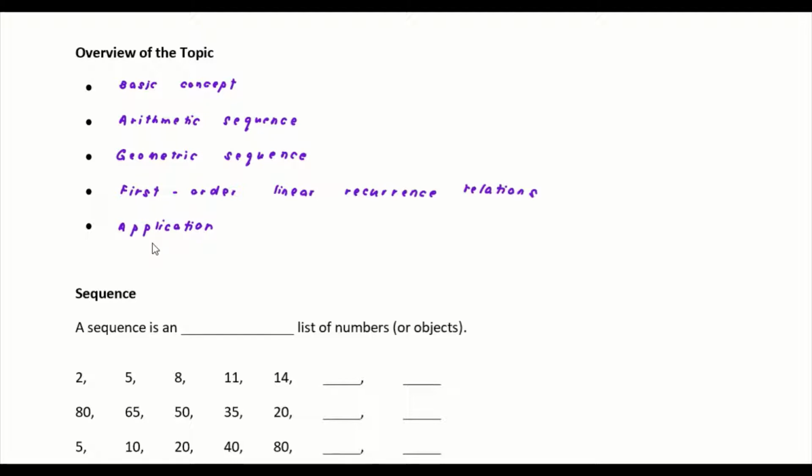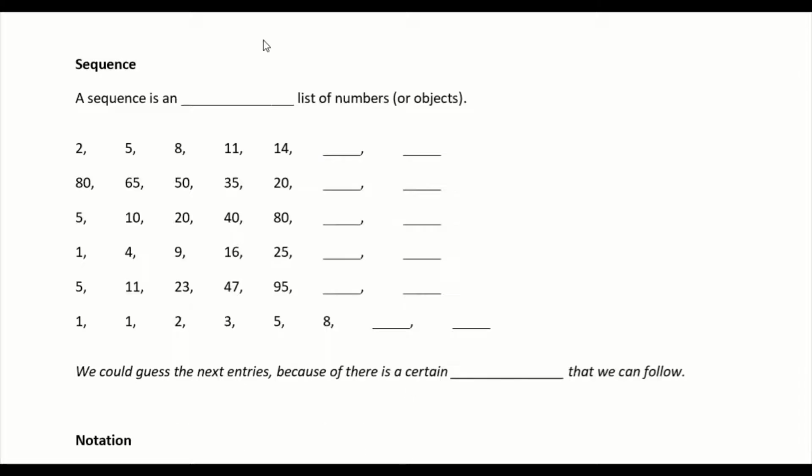Okay, so let's start with our first part of the lesson, which is about sequence. All right, the idea of sequence. A sequence is an ordered list of numbers or objects.